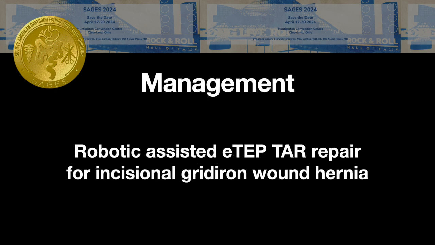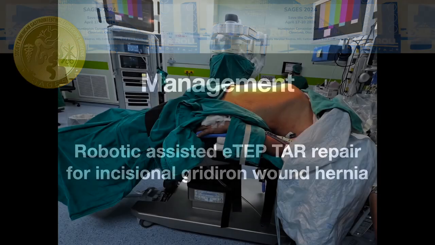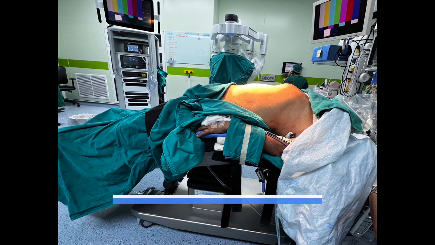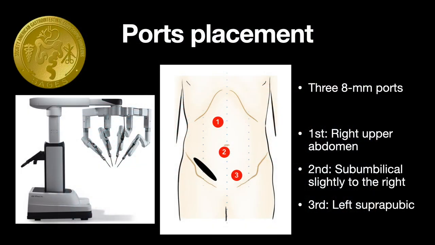So we decided to perform robotic-assisted R-ETEP TAR repair. The patient was placed in a hyperextended position with slight right side elevation. Three 8mm ports were placed as depicted.